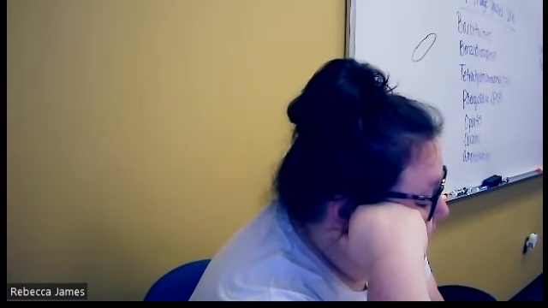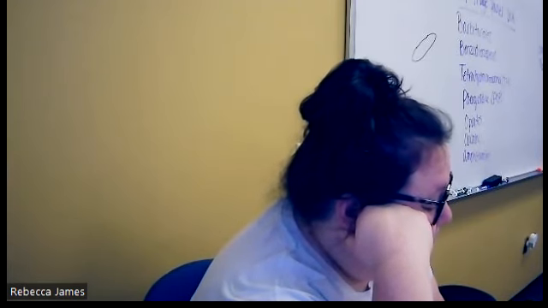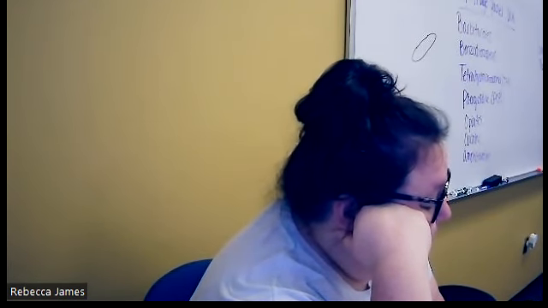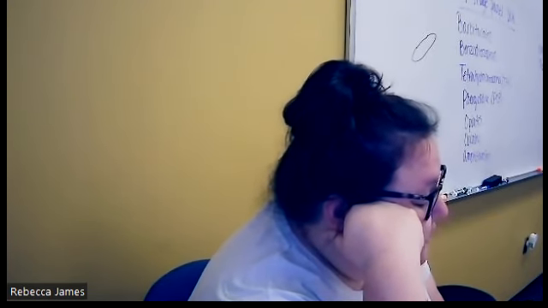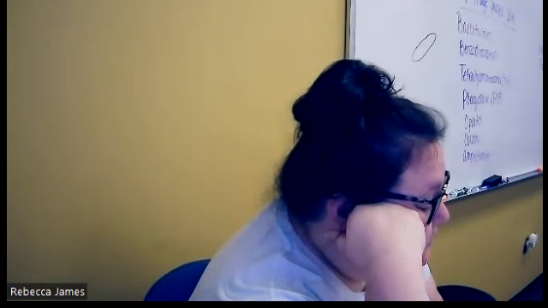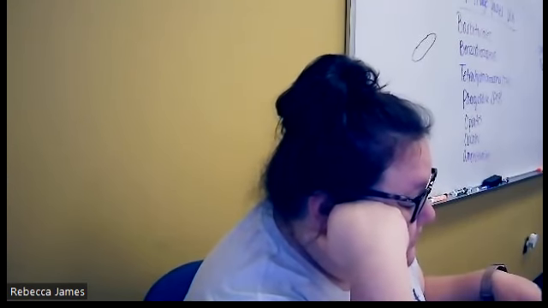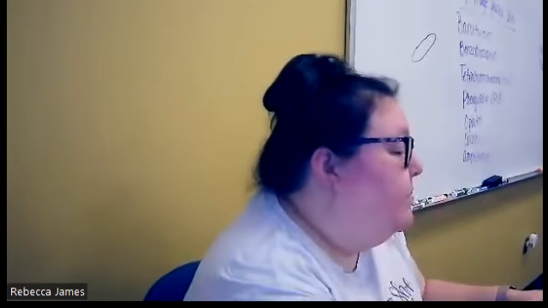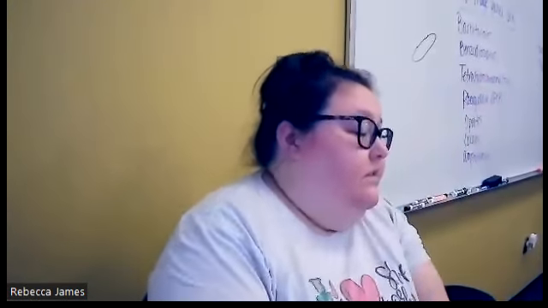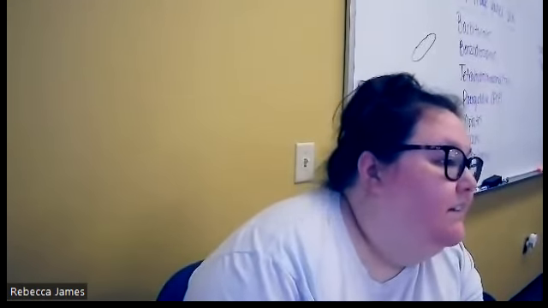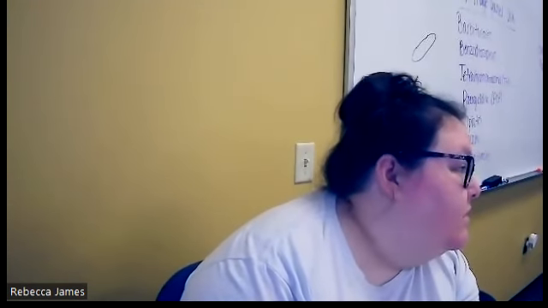Loa loa is the eyeworm. Wuchereria bancrofti causes what? Elephantiasis. Onchocerca volvulus causes river blindness. So if you memorize those together, now you get it. It's straight memorization, this chapter. That's all it is.